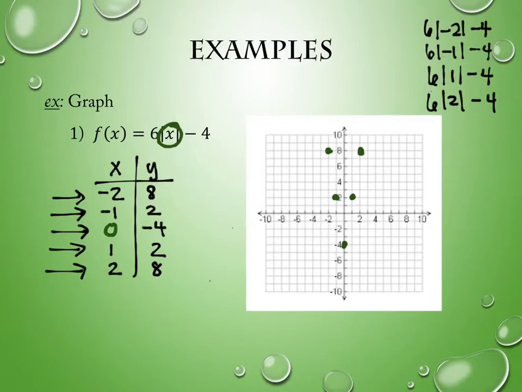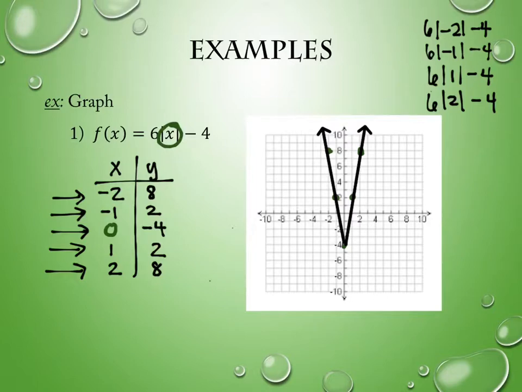Any guess what kind of shape I'm getting? Use a good guess. It's not a U. V. Absolute value graphs always look like a V. Okay? So, if I connect them, whoa, let me try that with the line. How about a solid line? That's better. This would be my graph. It's a V. An absolute value should always look like a V.